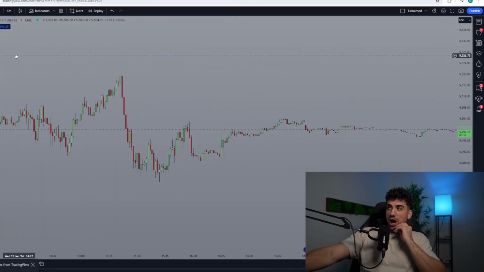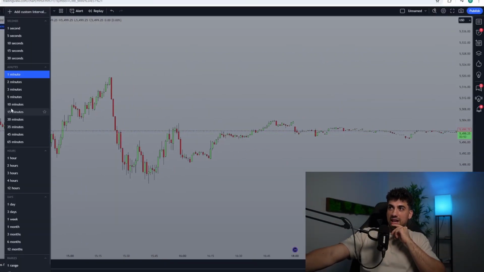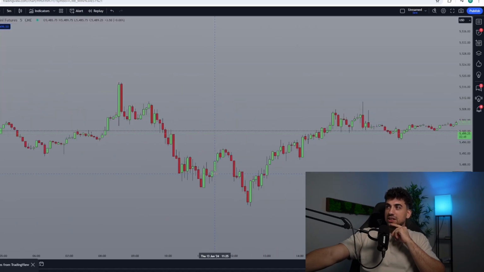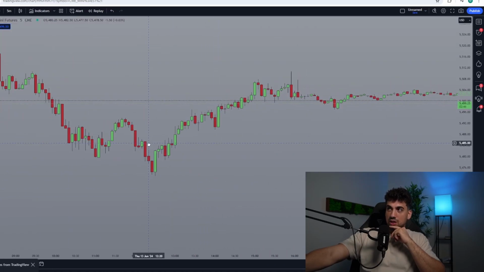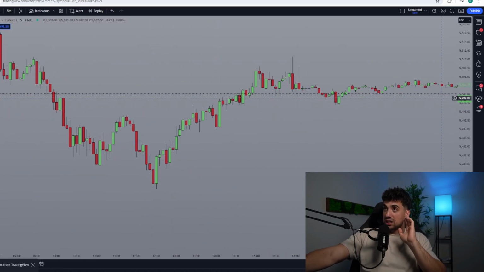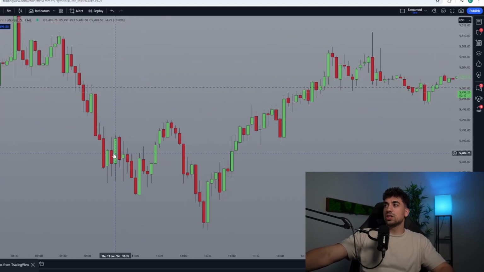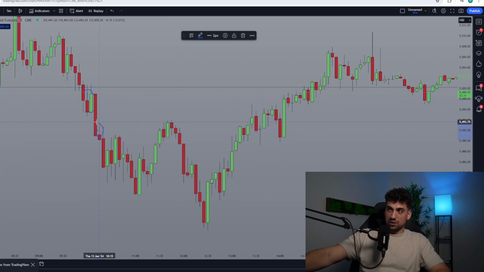Okay, now let's talk about how to draw imbalances and how to spot them. So for imbalances, you're going to need 3 candles, right? This can be used in any time frame. Everything I teach you can be used in any time frame. So you're going to look for the 1st candle, 2nd candle, and 3rd candle. One of the candles is going to be larger than the others, which should be the middle candle.